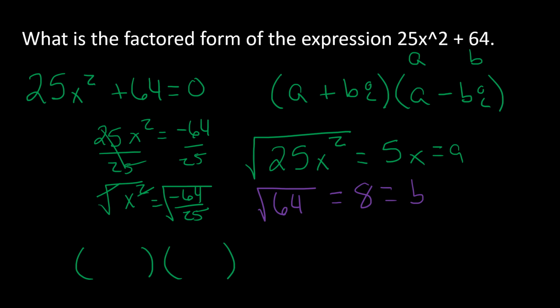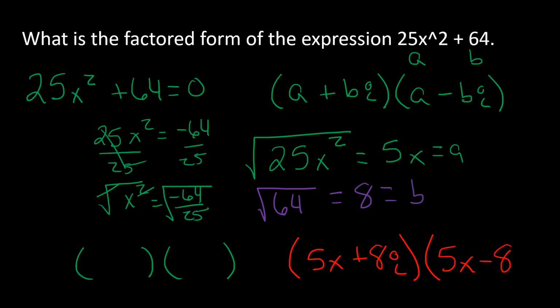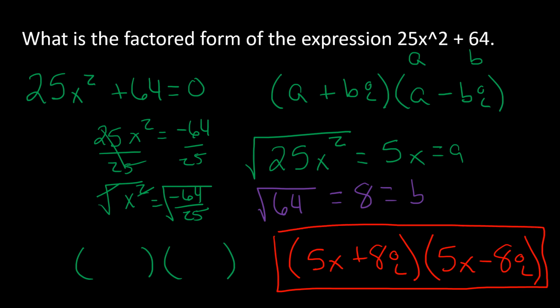So our answer for this one, if we take a is 5x, plus bi, well, b is 8. You can't forget those i's. Okay, we stressed that in the lesson that we did 2 weeks ago. Times a is 5x minus 8i. So again, to recap the steps on this, you identify your a and your b, and you take the square roots of them, right? We're taking the square roots here to get your a and your b, and you plug them into this formula here.